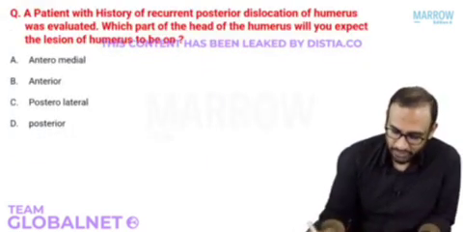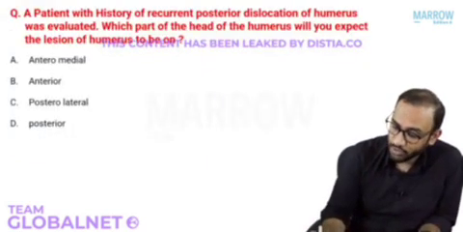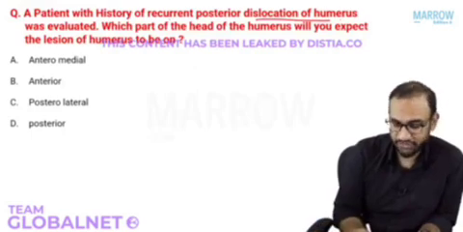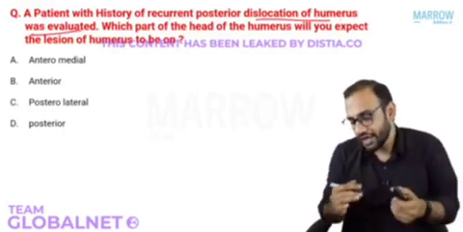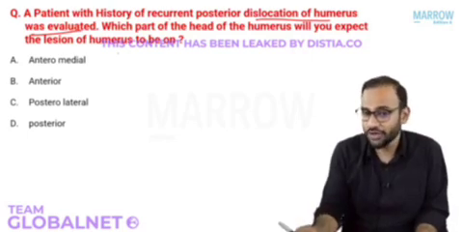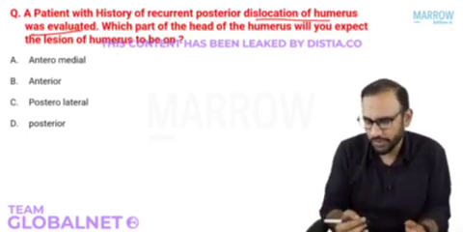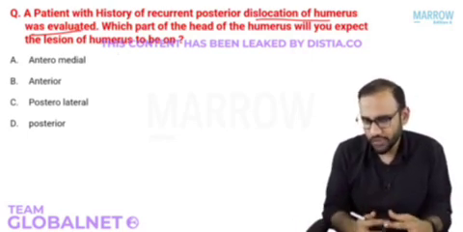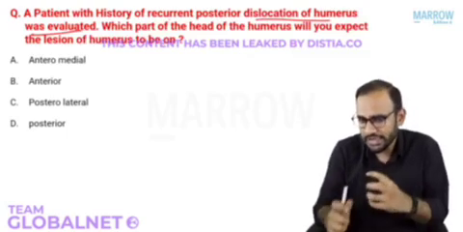Now let's look at this question. A patient with a history of recurrent posterior dislocation of humerus was evaluated. Which part of the head of the humerus will you expect the lesion of humerus to be on? Okay, so what are they essentially talking about? Posterior dislocation of humerus, lesion of the humerus, they're talking about the Hill-Sachs lesion.